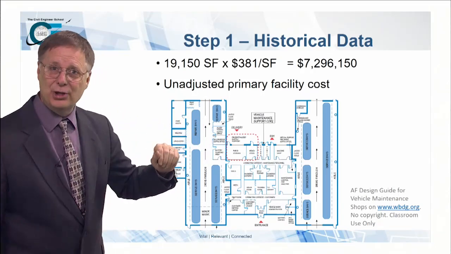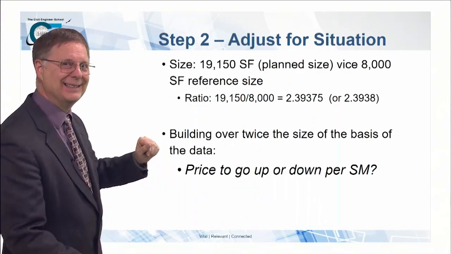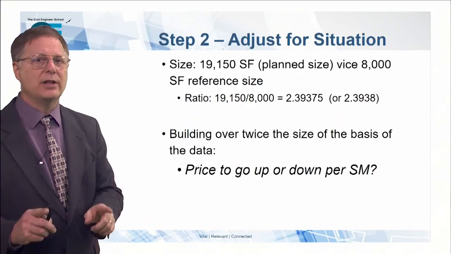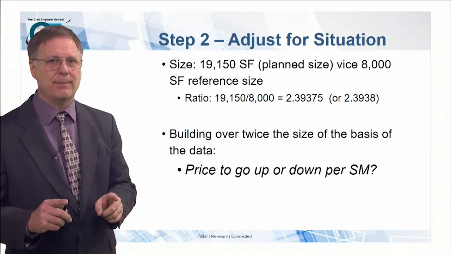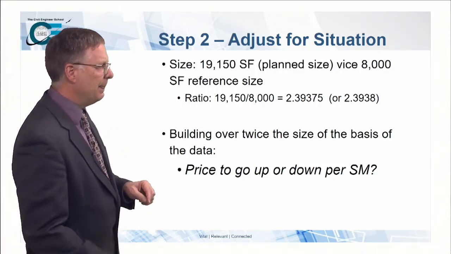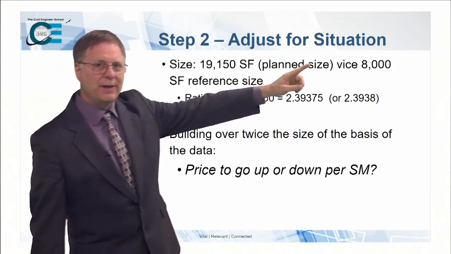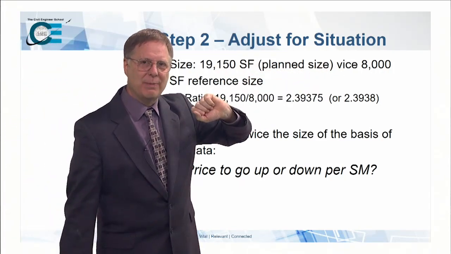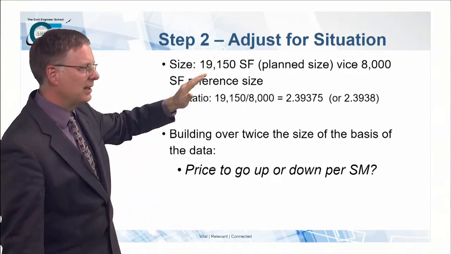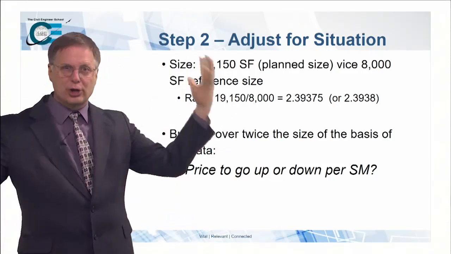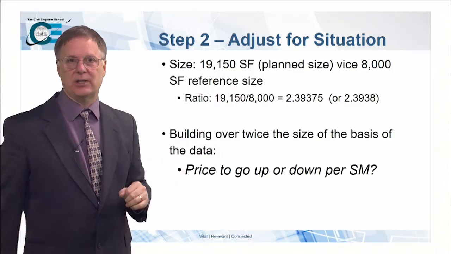So let's go to step 2. We're going to start doing our adjustment. Now, we've got to adjust this thing based upon a number of different situations. One of those is the size. Our facility is supposed to be 8,000 square feet. That's what the cost data says we base the size on. But our facility is 19,150 square feet. We're building a lot larger than what the data is based upon.